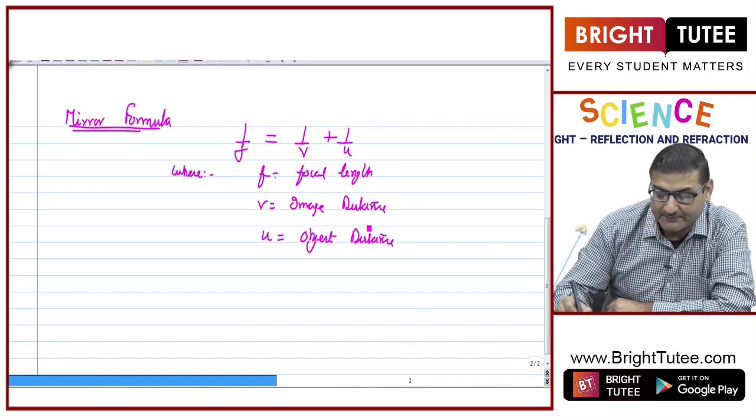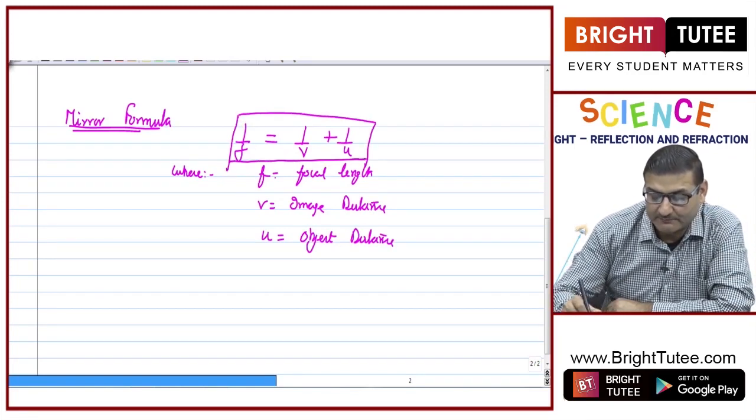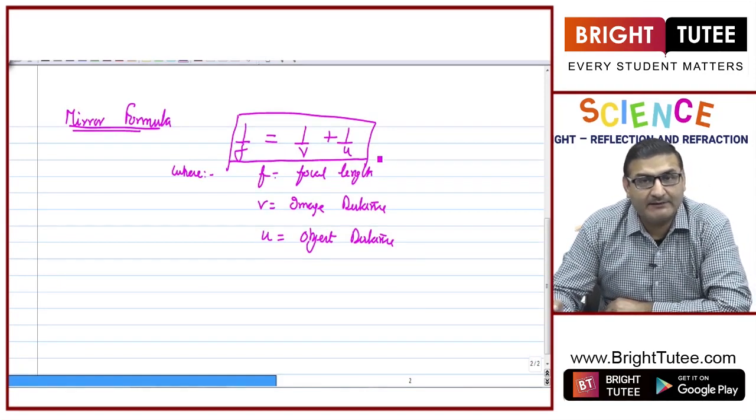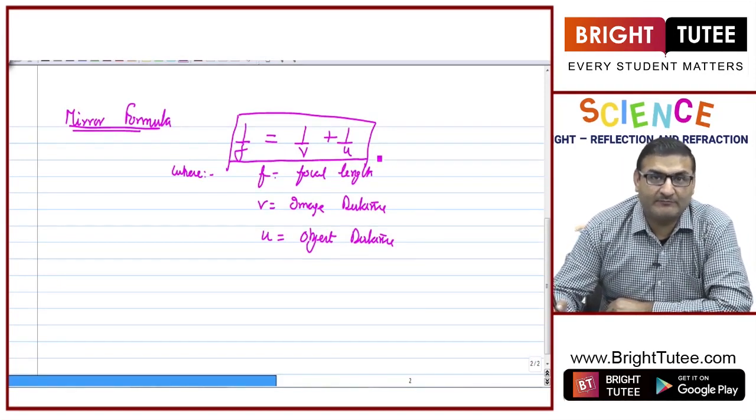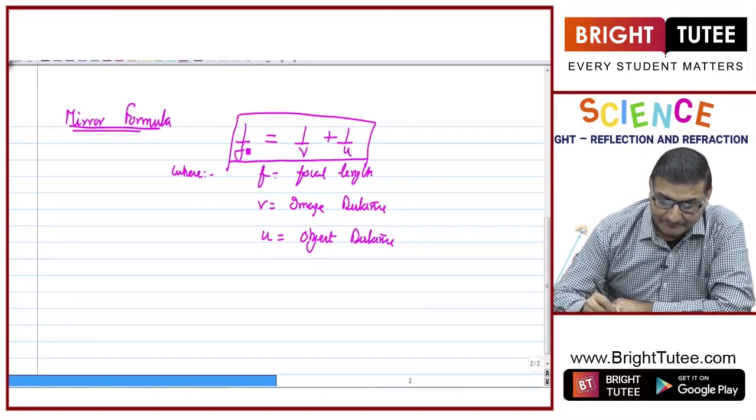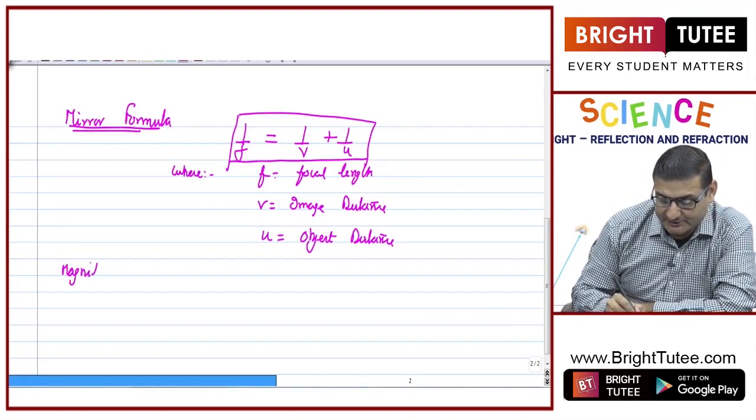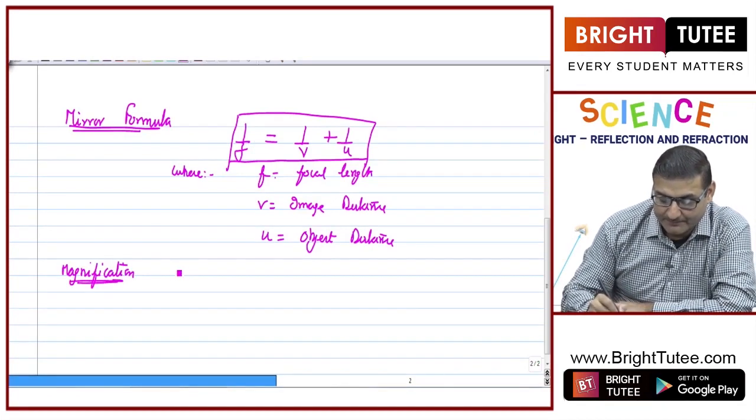So this is mirror formula, and this mirror formula 1 by f is equal to 1 by v plus 1 by u is applicable on all type of mirrors, whether it is a plane mirror or a concave mirror or a convex mirror. Fine, right? Next we will be studying about magnification. First of all, we need to understand what magnification is.